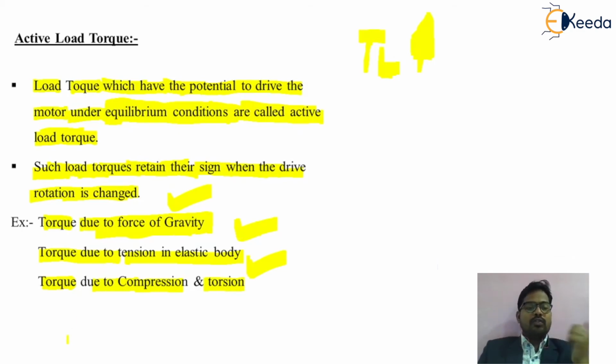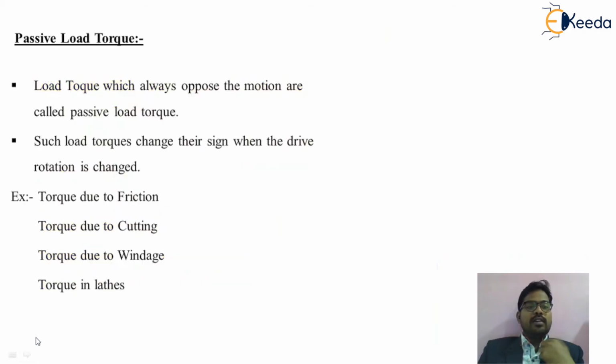Okay, let's start to discuss the next type of load torque. The name itself indicates it is a passive load torque. So what do you mean by the passive load torque? The load torque which always opposes the motion is called a passive load torque. Such passive load torques always oppose the motion. Such load torques change their sign when the drive rotation is changed.